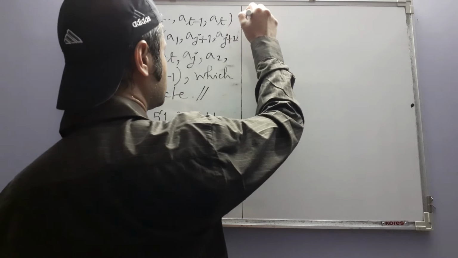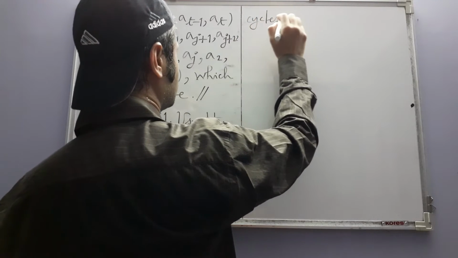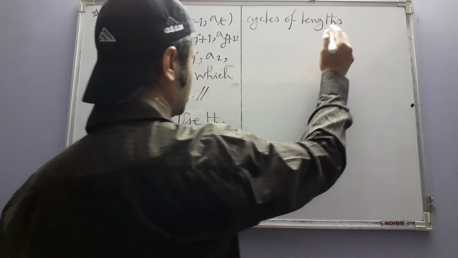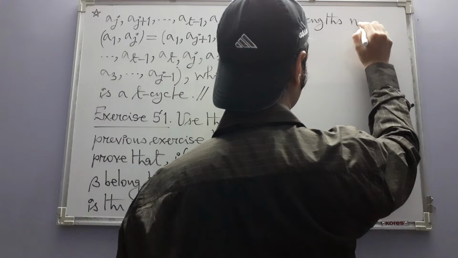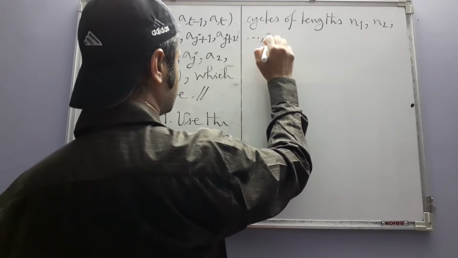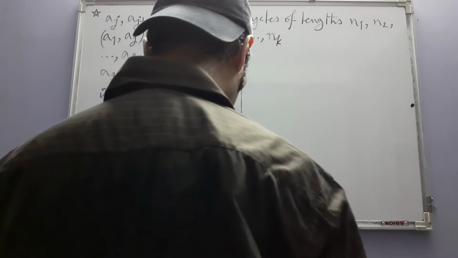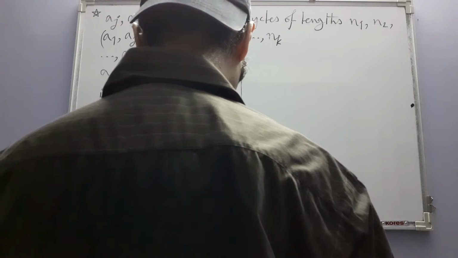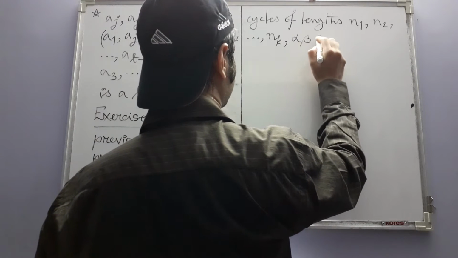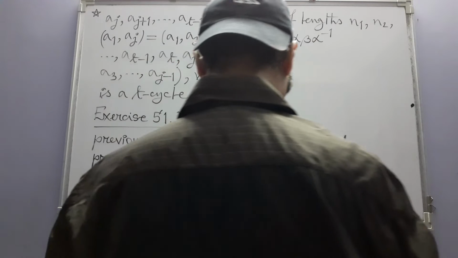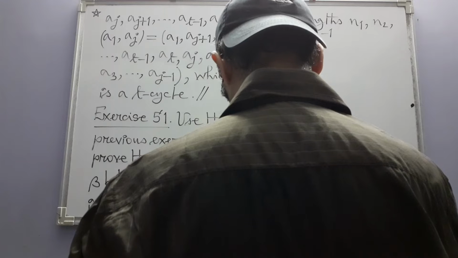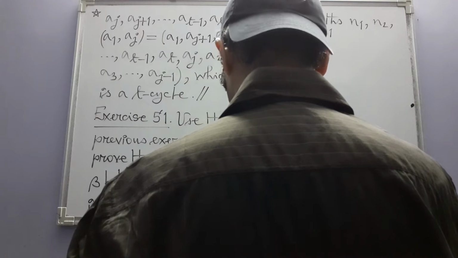k cycles of lengths. Lengths may vary, of course. Here the lengths are given n1, n2, etc. nk. Then alpha, beta, alpha inverse is the product of k cycles.